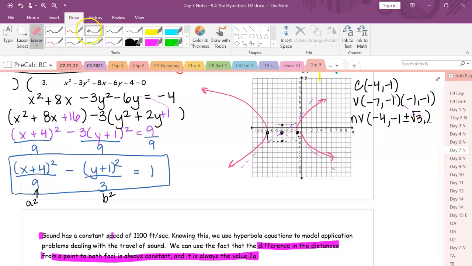Now I'm going to find my foci. So to find my foci, I have c squared equals a squared plus b squared. 9 plus 3 is 12. So c is square root of 12. This is going to be 3 point something. Okay, something between 3 and 4. So you're starting at your center and you're going 3-ish to the left and right. 1, 2, 3-ish.